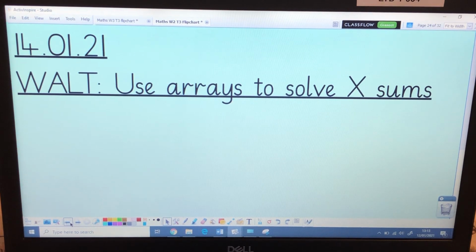Hi again, Year 2, it's Miss Burt here, and I am going to talk through the input for maths for today. Now, our WALT is to use arrays to solve multiplication sums.